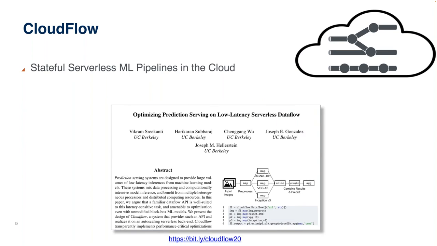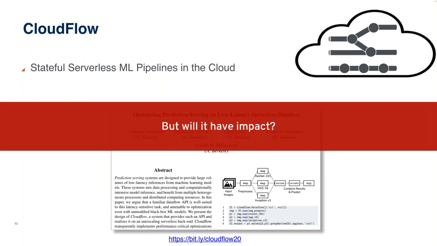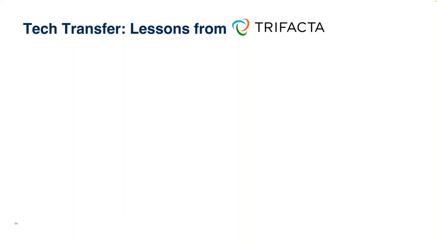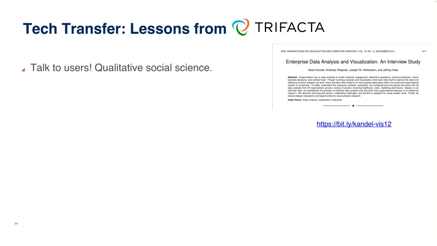But then we asked the question, will it have impact if we really build this, or is it just a research curiosity? And for that, we took some lessons from my past startup iteration with Trifacta, which is you first go off and you talk to users. And because we're academics, we do this pretty rigorously. We use qualitative social science techniques, where you go off, you talk to users, and you use qualitative methods to bring back insights.